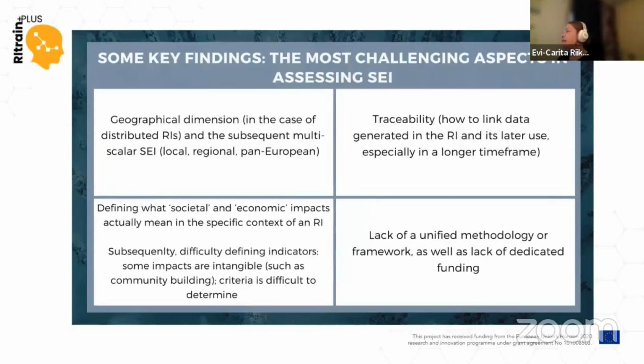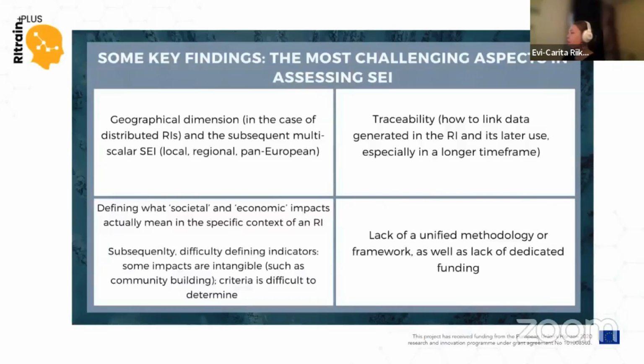Some of the most challenging aspects that they brought up, this is a combined analysis from those that had assessed and those that had not yet assessed, but those that had not done it yet were also foreseeing similar challenges to those that had happened to those that had already engaged in the assessment. So one of them was the geographical dimension, especially in the case of distributed RIs, because of course you get impacts on many scales. So you have the local level, the regional level, the pan-European level. So how do you go about it?